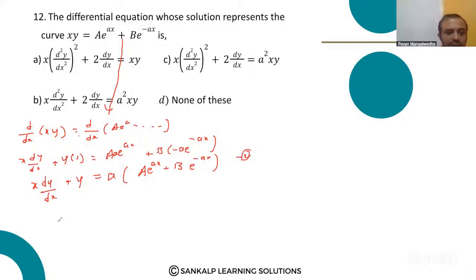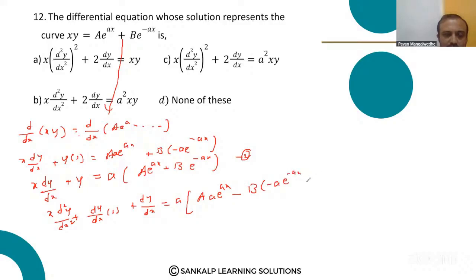Now differentiate equation 2 with respect to x. What are we going to get? x into d square y by dx square plus dy by dx of 1, plus dy by dx of a into a into e raised to ax minus b into the bracket minus a into e raised to minus ax.